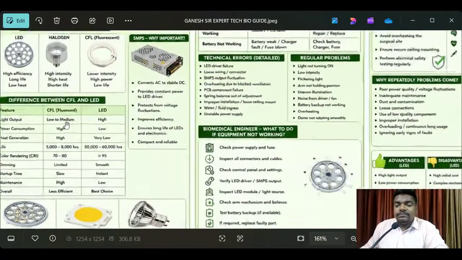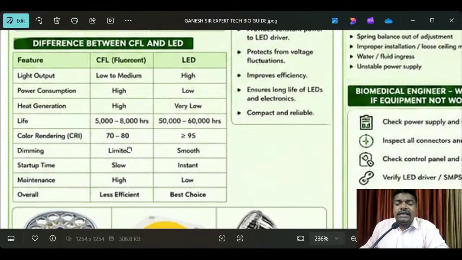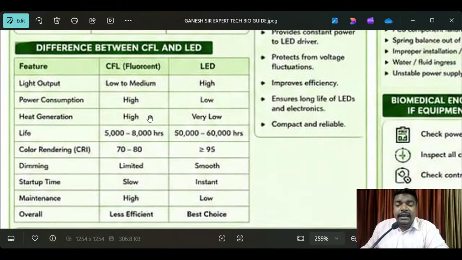Now come on. Here is the difference between CFL light and LED. I told you, yes. So what is the difference between them? This type of point is very useful in your interview sessions. So for interview purposes and for your knowledge, these are very important. I'm going to say them, so listen carefully, my dear students and engineers.